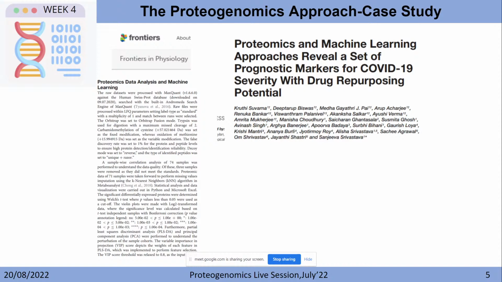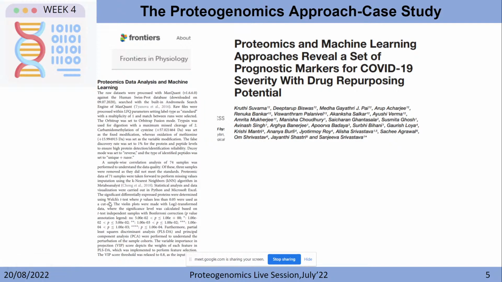with these data sets, how one can solve or predict different problems, different disease markers, and that is being used daily. You will also be able to make these kinds of plots and analyze this kind of data. After that, the differentially expressed proteins were determined using t-test, and p-values less than 0.05 were taken, and here the t-test for independent samples was used with the Bonferroni correction.